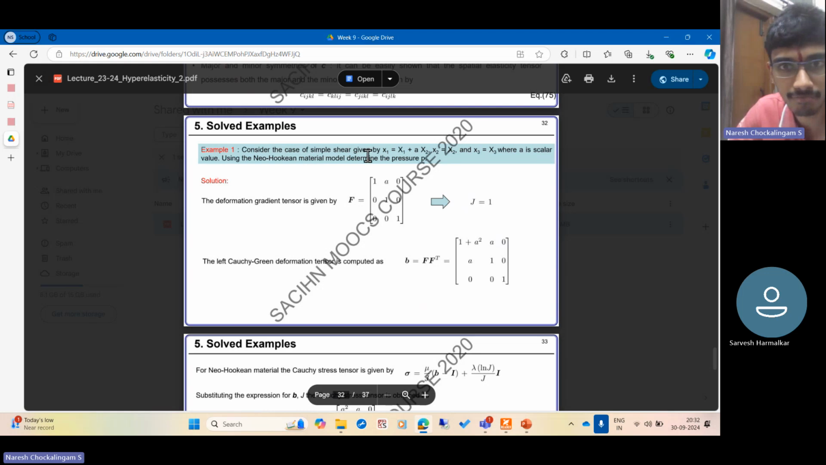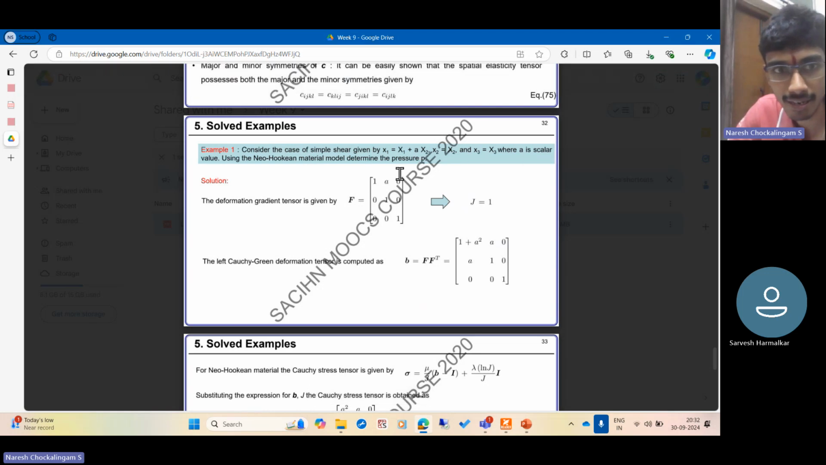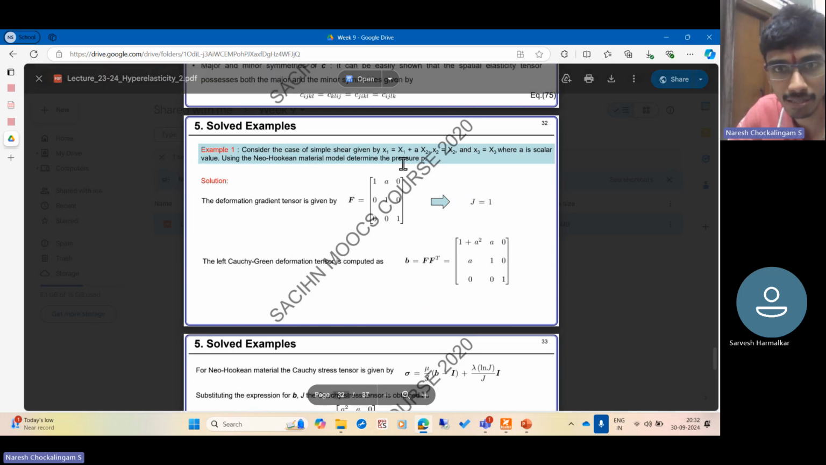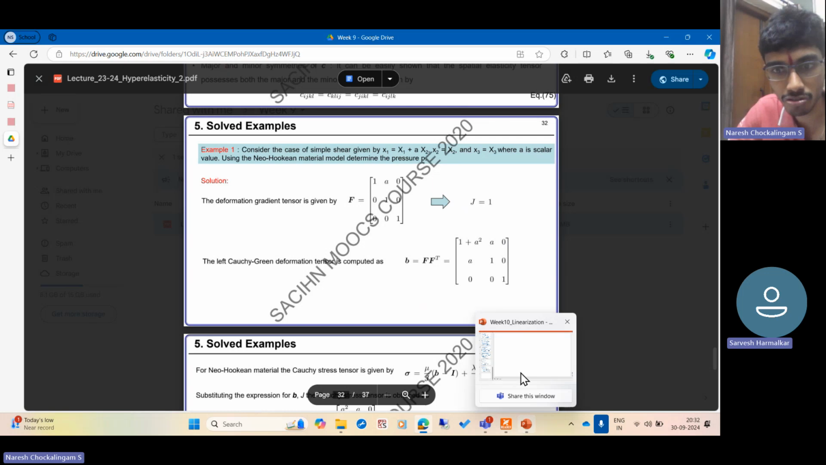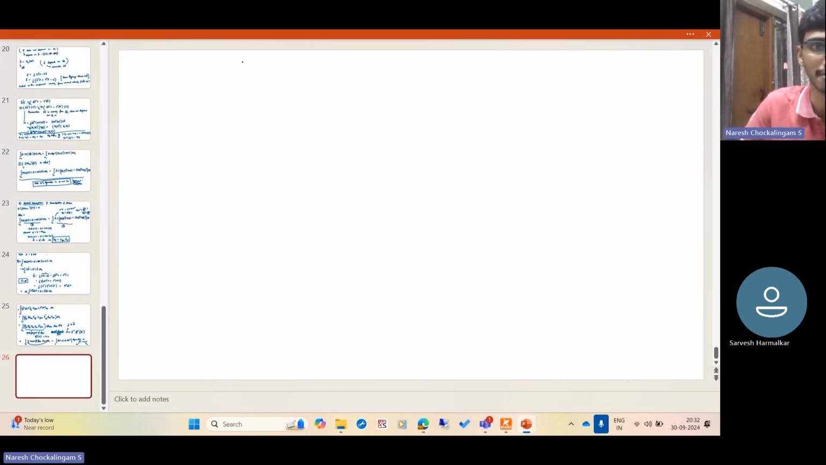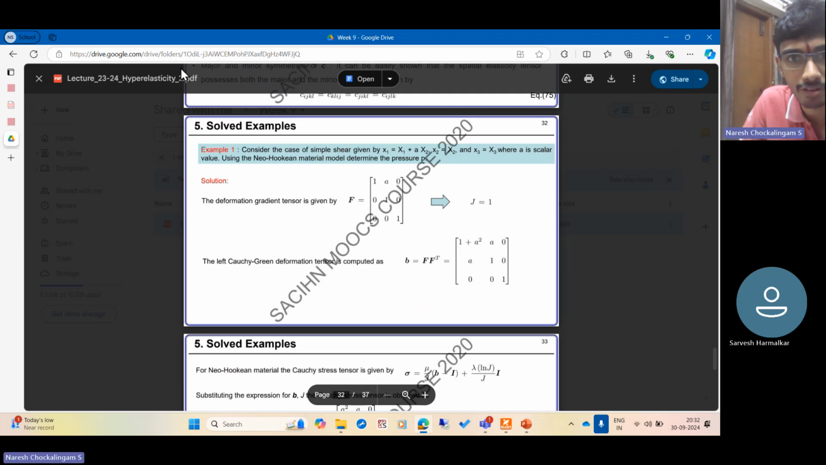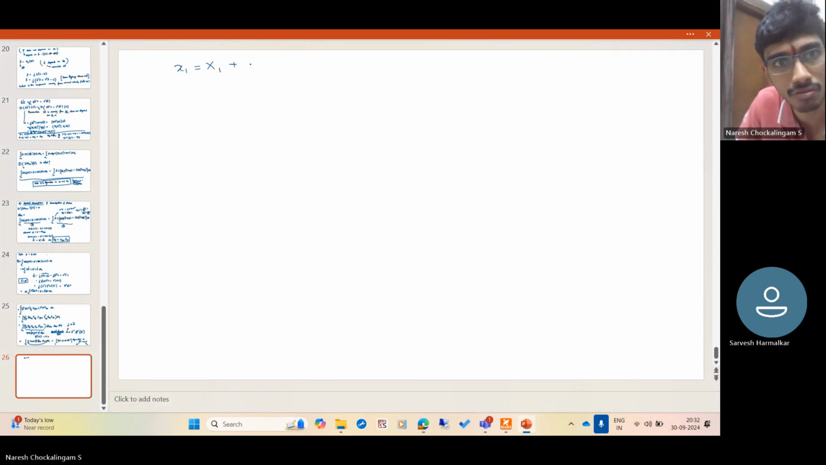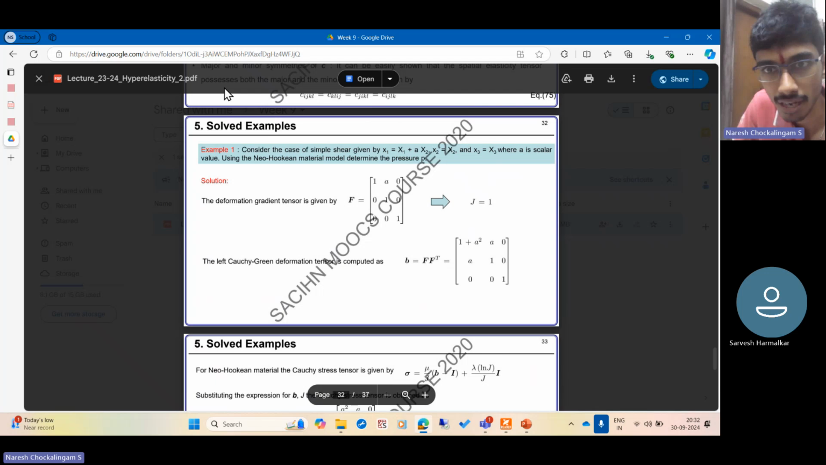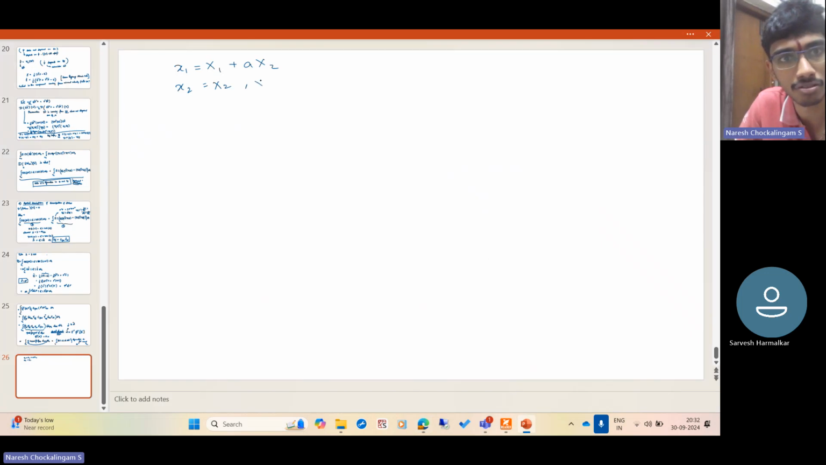So consider the simple shear, where A is a scalar. Using the Neo-Hookean material model, determine the pressure P. Yeah, mu should not get into the expression for pressure. I'll tell you why. So this mapping is x1 is equal to capital X1 plus A X2. And x2 is equal to capital X2. Other two directions, small x3 is equal to X3. Now we'll find out F.